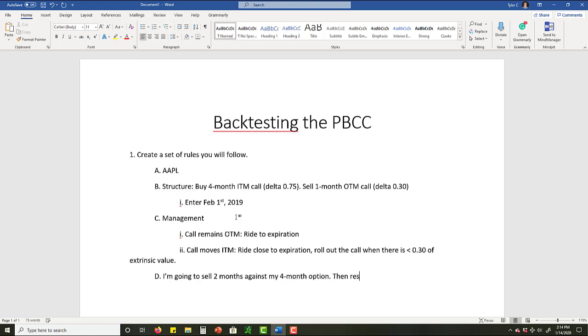Then I'm going to reset the trade by purchasing another 4-month option. So in other words, I'm going to buy a 4-month option, and then I'll sell 1 month against it and a second month against it, and then I want to get out of the 4-month option because it's only a 2-month option now. So I'm going to buy 4 months, sell 2 months against it, be done. Buy another 4-month option, sell 2 months against it, and be done.